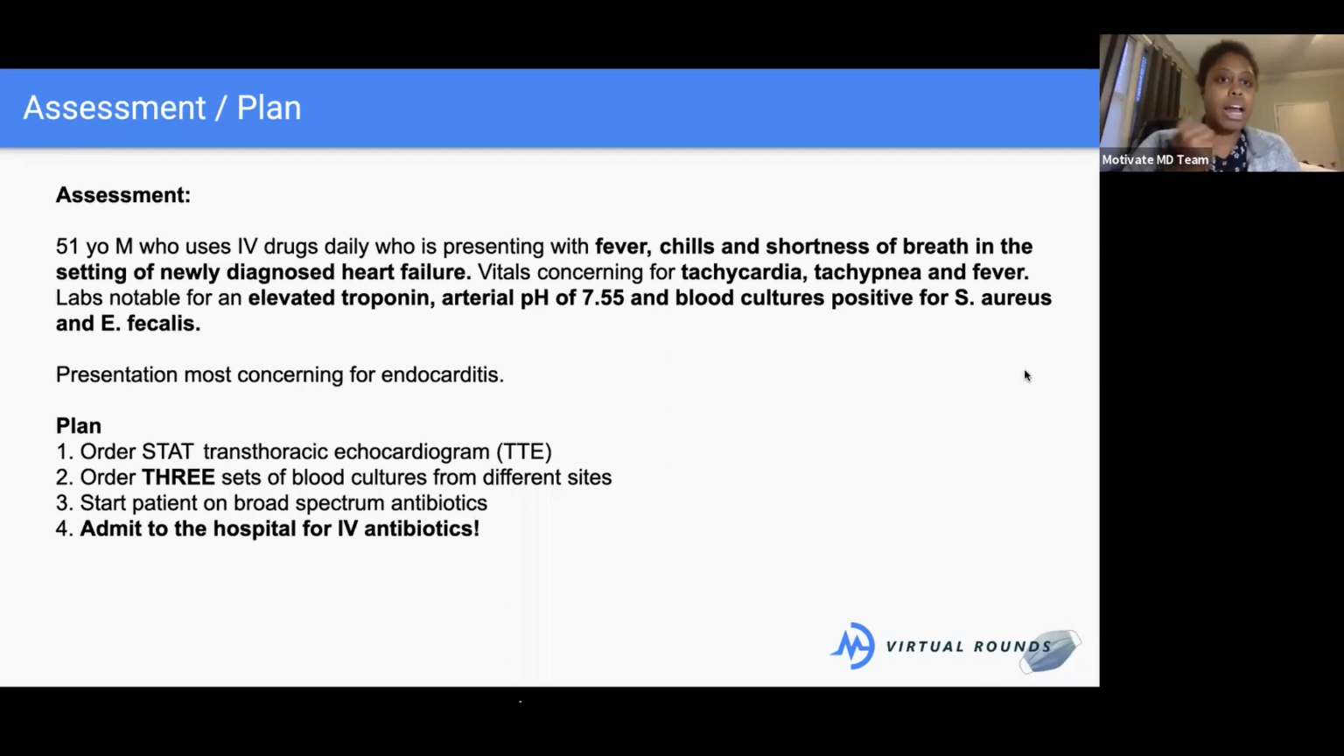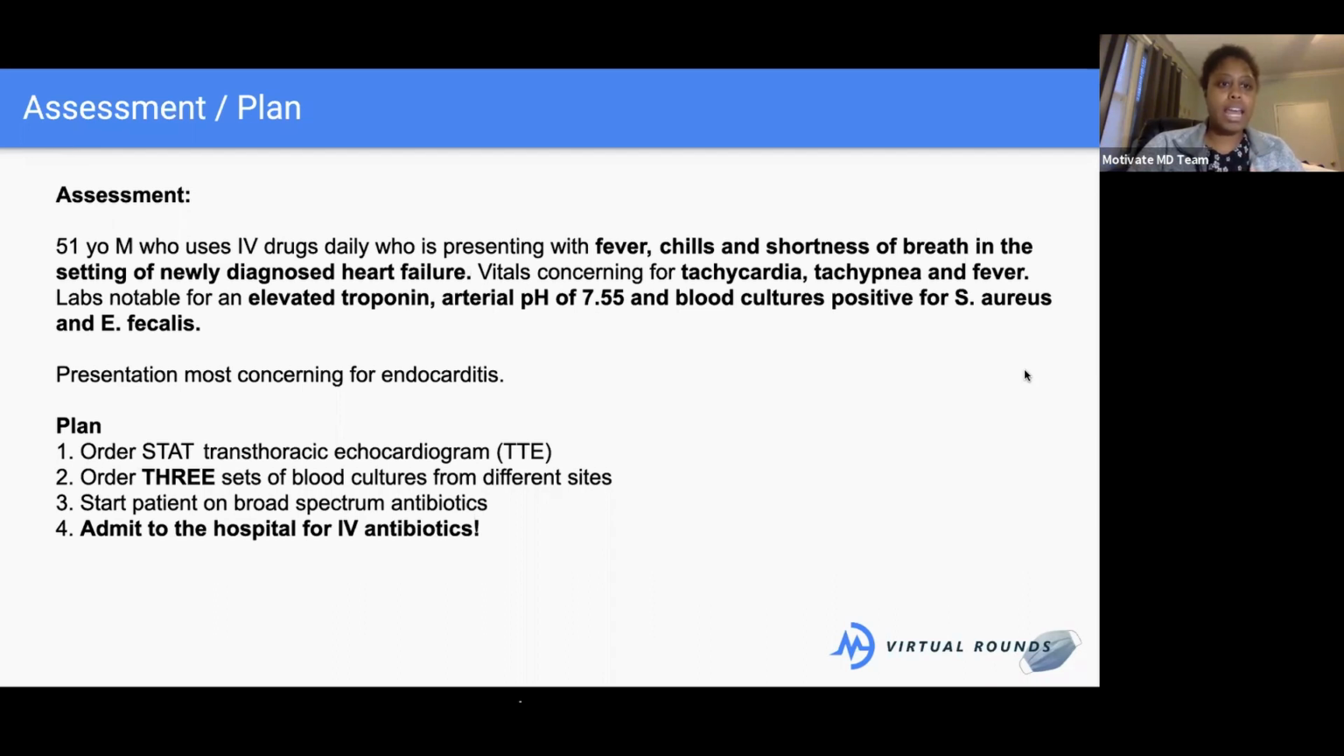His labs were notable for an elevated troponin and BNP, so those enzymes that show stress on the heart, having an arterial pH of 7.55 and a really low oxygen, and a very high CO2, which shows us that he was not properly blowing off CO2 or getting oxygen into his lungs. And he had previously positive blood cultures for Staph aureus and E. faecalis. So based off of all of that, his presentation was most concerning for endocarditis for me.